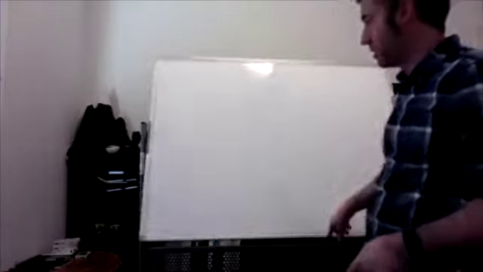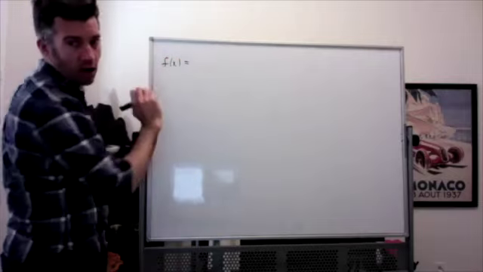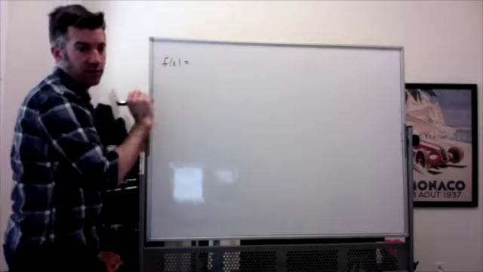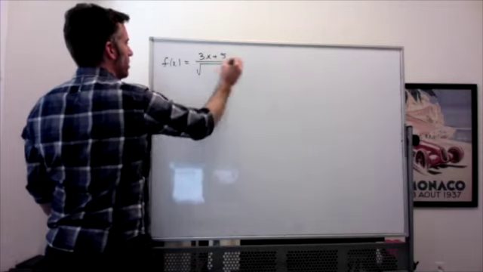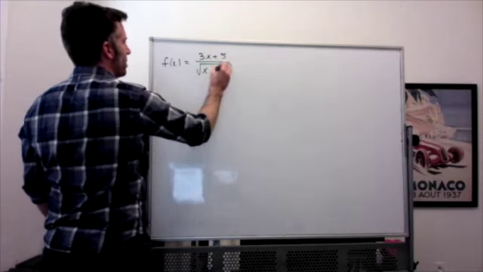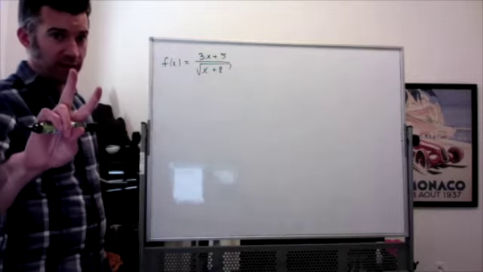Look at this next one, which has... No, that's fine. We can do that in the next one. Let's look at f of x equal to, what have I got here? 3x plus 5 over the square root of x plus 8. So here I happen to have a fraction and an even root. So there are two things I have to consider.